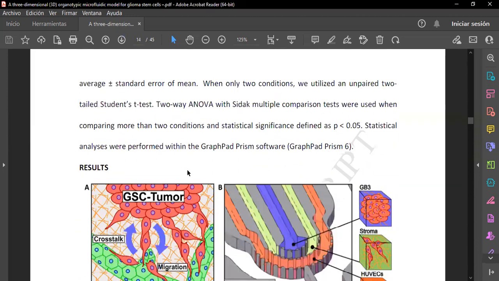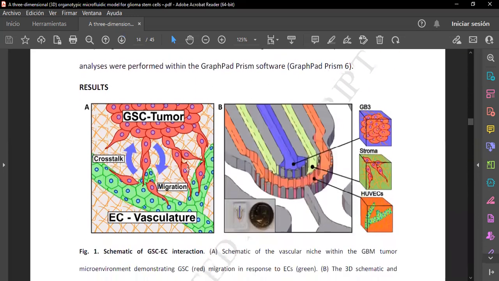You can see this one here. The objective of this work is to model the proliferation, invasion, and stem cell maintenance processes that are involved in the interaction of glioma stem cells and endothelial cells, which can be used with patient-derived cells from biopsies or maybe using established cell lines.